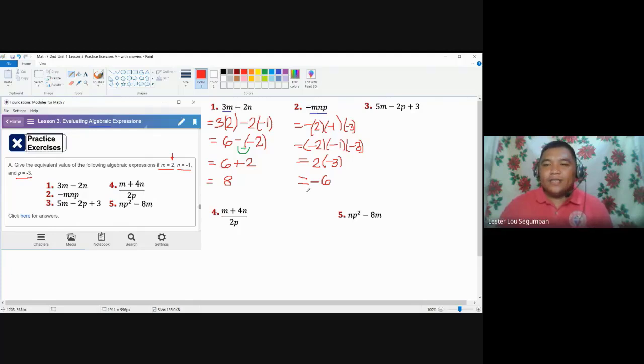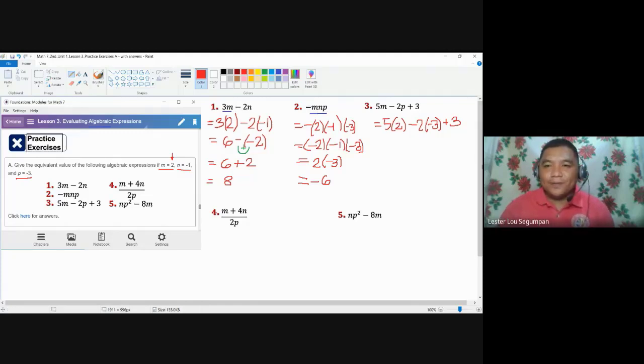Number 3. In number 3, same, we will use m as 2, n as negative 1, and p as negative 3. And since 3 is just a constant and there are no variables m, n, nor p here, simply write here plus 3. Again, that's the first step.